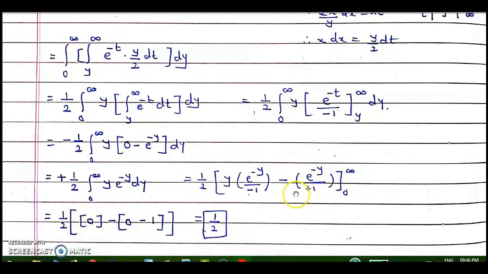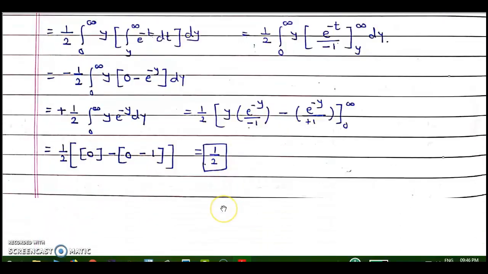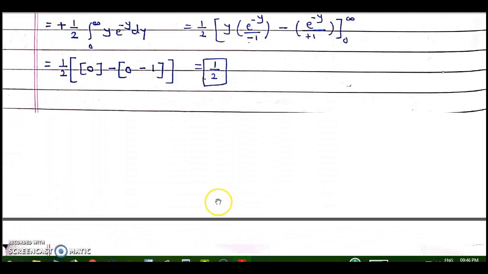Minus, we put y equal to 0, so the first term is 0 here, minus e raised to 0, which is 1, so only 1, then minus minus plus, so half is the answer. This way we have the second example covered.